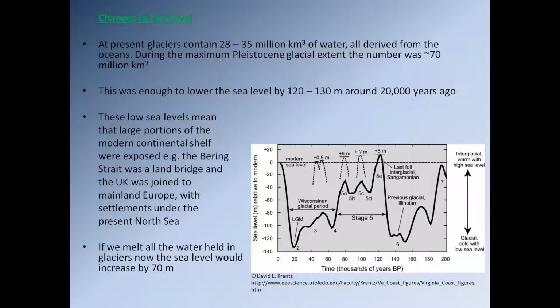Just to give you some idea of what would happen if we melted all the water that's held in the glaciers now, it would cause global sea levels to increase by somewhere in the region of about 70 meters. If we were to melt all the water in the ice caps that we have now, a lot of the major coastal cities, so New York, Houston, London, any city on the river, Paris, cities like Rome, would be in a lot of trouble, because obviously those cities would be inundated very, very quickly.